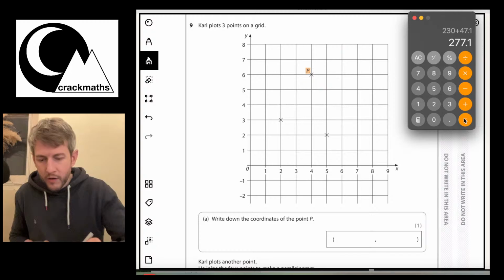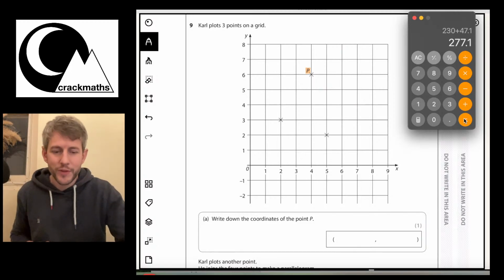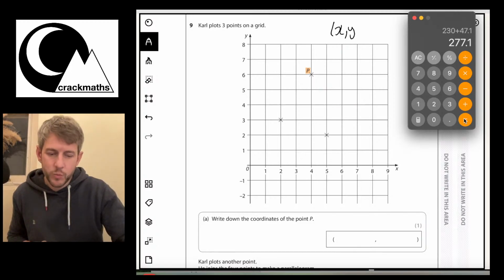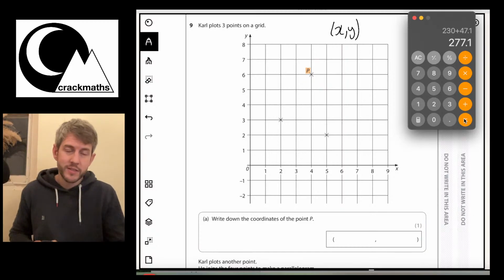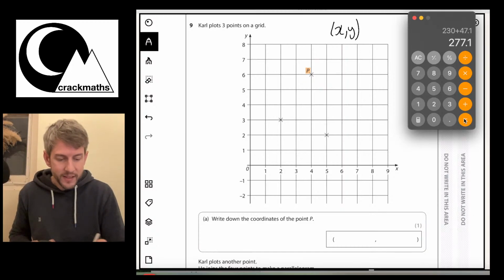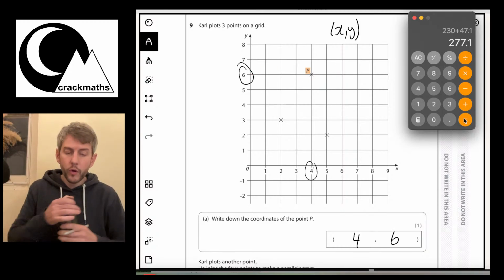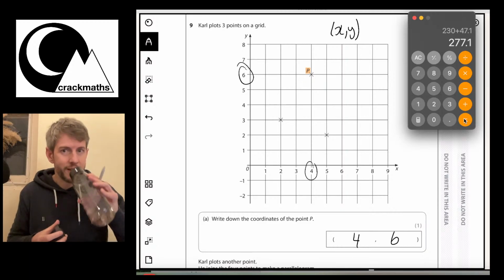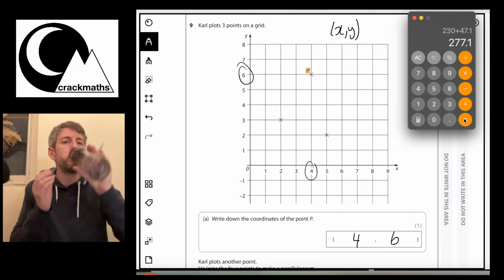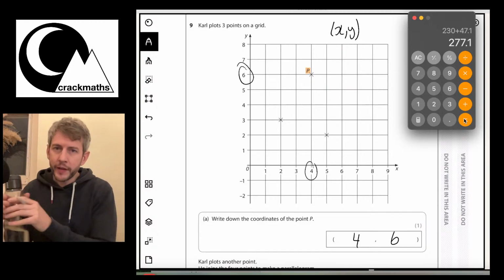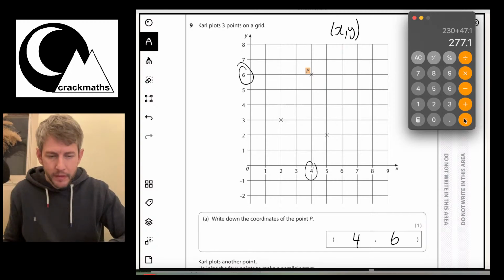And what I can do is, remember, whenever we write coordinates, we always write them down X and Y, like this, X, Y. It's alphabetical, X goes first, then it's Y. So we look for the X coordinate first, so I can see that this one has an X coordinate of 4. And then we look at the Y coordinate second. So I can see over here, this is on the line Y equals 6. So the coordinates for point P are going to be 4, 6. Okay, let's see what they say down here.